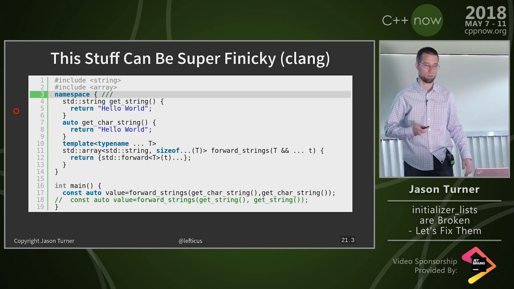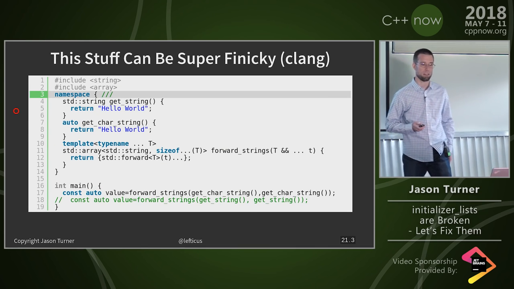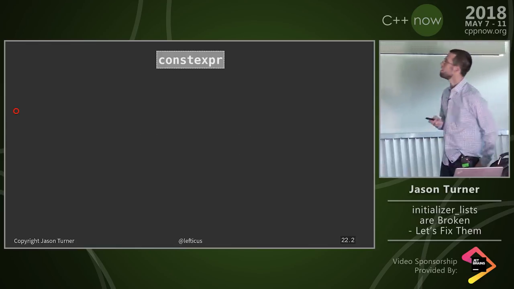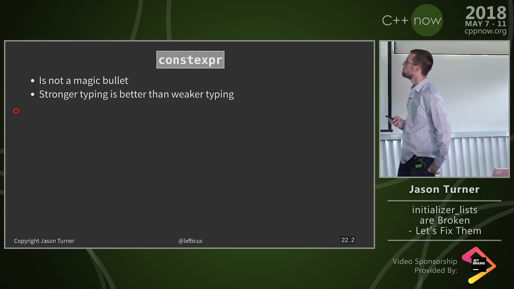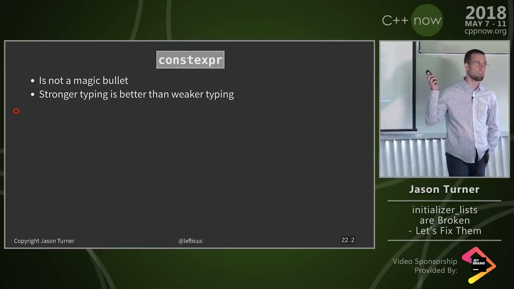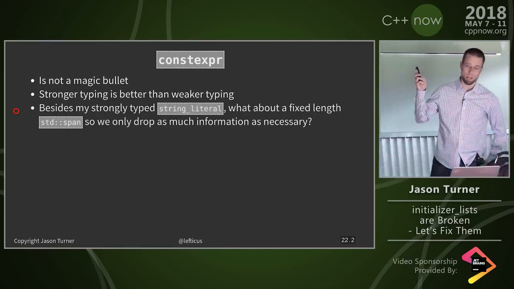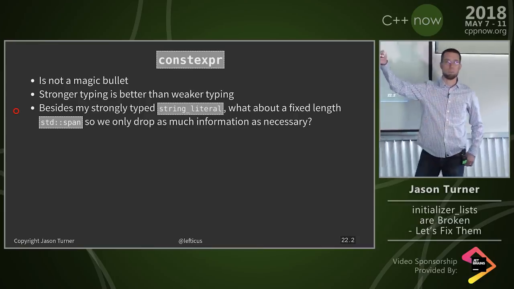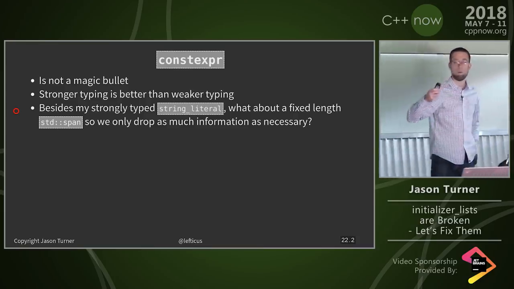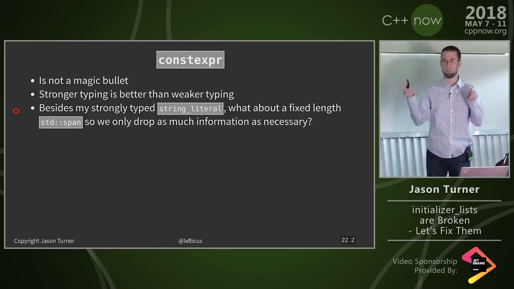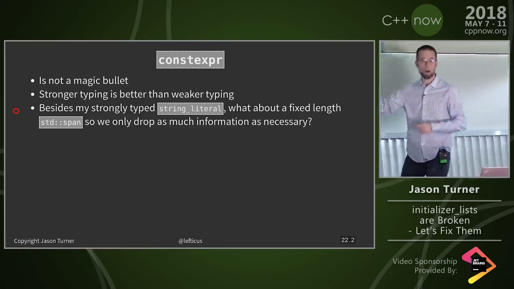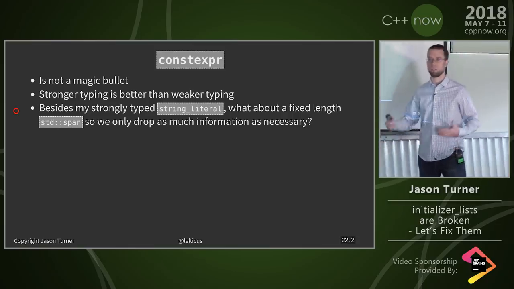Okay, whew. We are going to wrap up exactly on time here. So, conclusion part three. Constexpr is not a magic bullet. Stronger typing is better than weaker typing. I think, since we've been talking about span a little bit, it's in C++20, maybe there should be a version of span that has the size baked into it. Why are we throwing away information that we could keep?